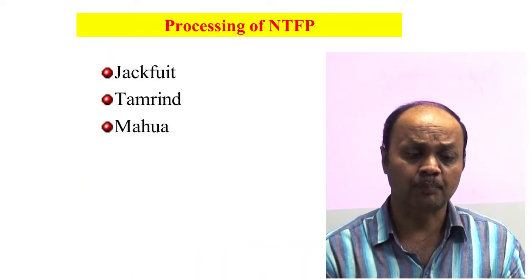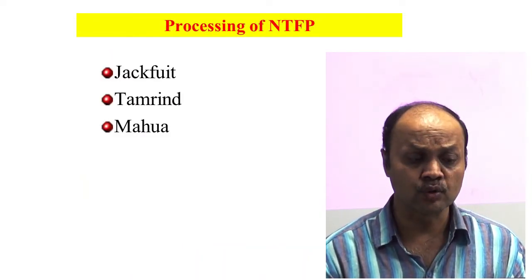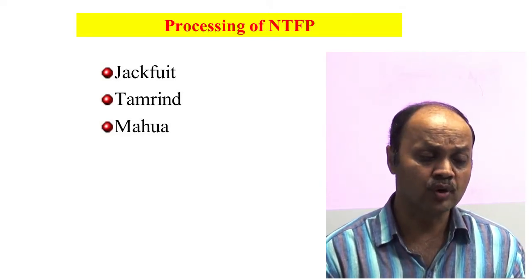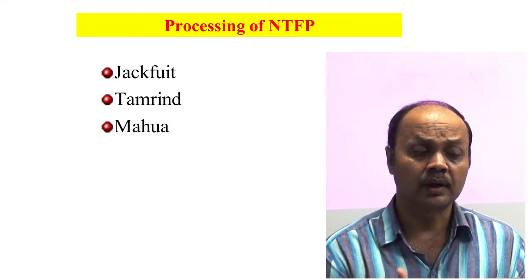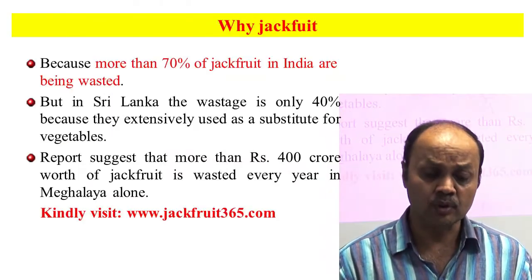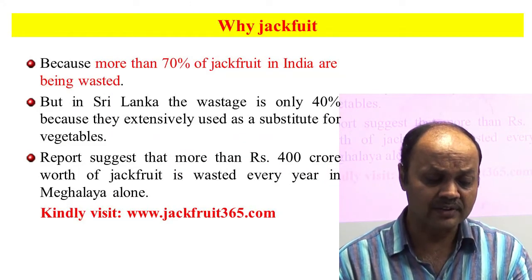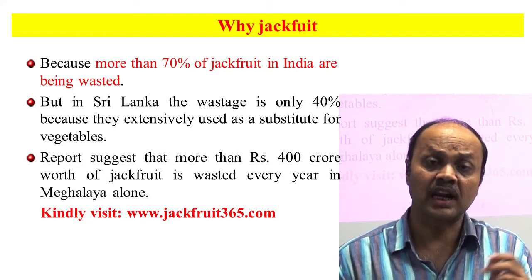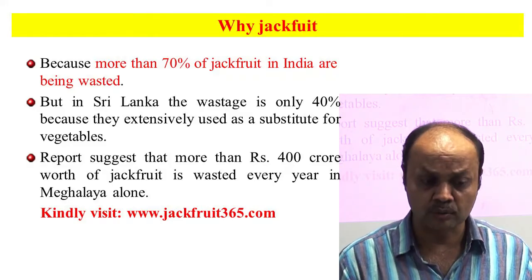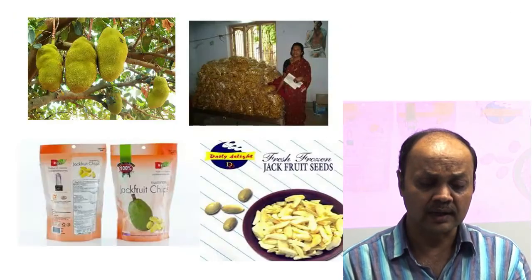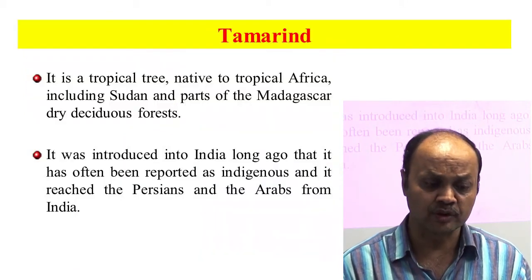Apart from that, you can do the processing of non-timber forest produce, keeping Jharkhand in view: jackfruit, tamarind, mahua. A lot of these non-timber forest produce materials are available in the market. For jackfruit, I will suggest that you kindly visit the site jackfruit365.com. This is a Kerala based company. They are doing a lot of good work on jackfruit. There are different benefits of jackfruit. Kindly go through that, and different types of food products are available for jackfruit.